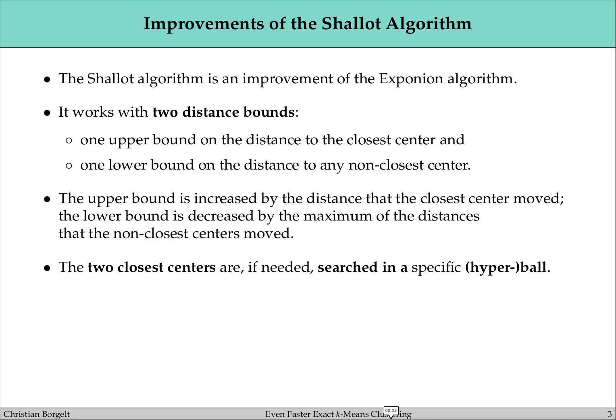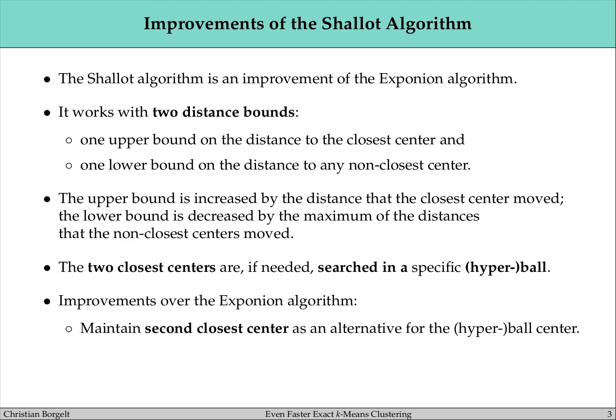If these two bounds need to be recomputed, Shallot also searches a certain hyperball for the two closest centers. The closest center found in the search yields the new value of the upper bound. The second closest center yields the new value of the lower bound. Shallot improves over exponential in two ways. In the first place, it maintains not only information about the center closest to a data point, but also information about the second closest center. The advantage is that it is likely that if the previously closest center is no longer the closest, the previously second closest center is now closest.